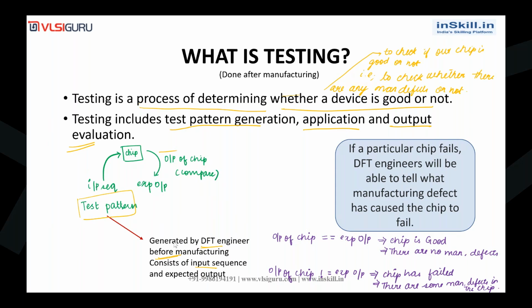So these test patterns are generated by the DFT engineer before manufacturing. So it will be consisting of input sequence and expected output. This input sequence will be applied onto our chip, and then the output of the chip will be compared with the expected output. If the output of the chip is equal to the expected output, it means that the chip is good. There are no manufacturing defects.